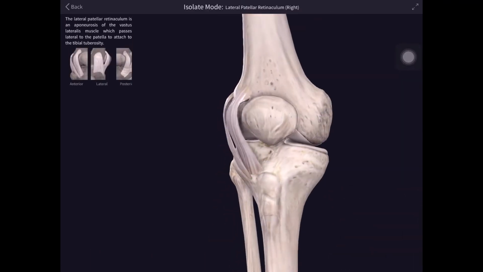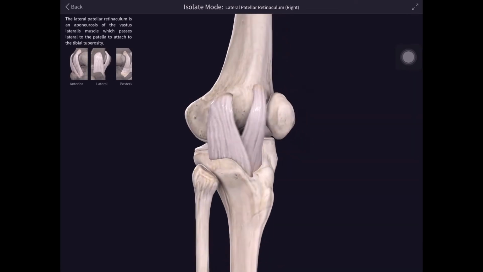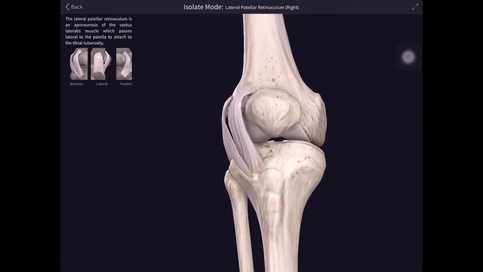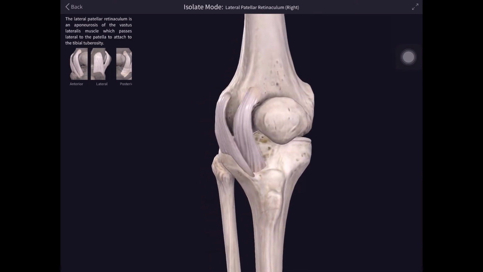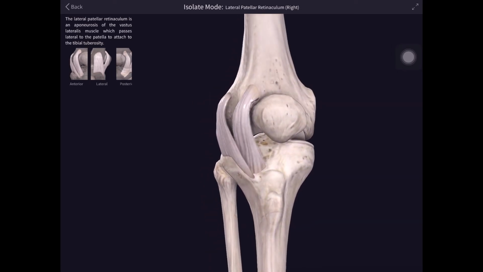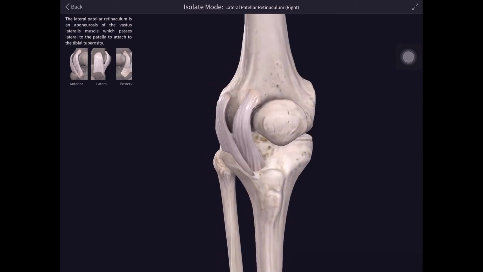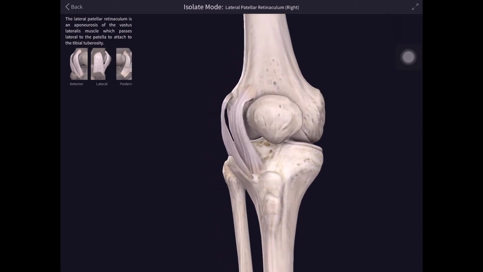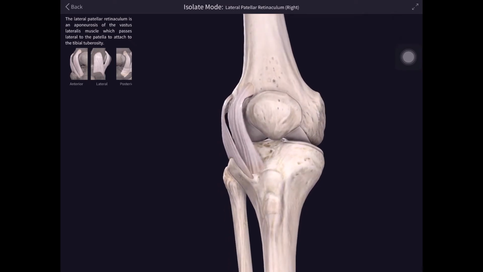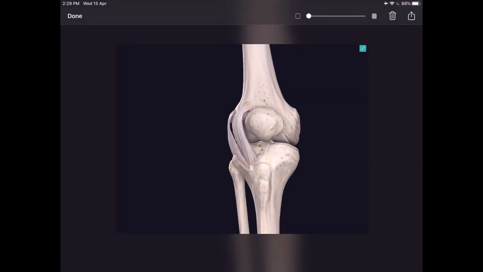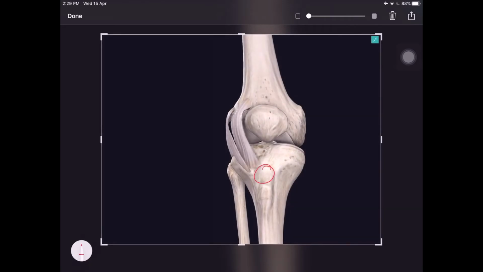Now if I isolate this, you can see these are your lateral patellar retinaculum. There are two bands. These are the aponeuroses of the vastus lateralis. If you see their attachment, they attach from the upper part, from the anterior and the lateral condyle of the femur, and both come down and attach to the tibial tuberosity. The tubercle is different from the tuberosity. You can see here.